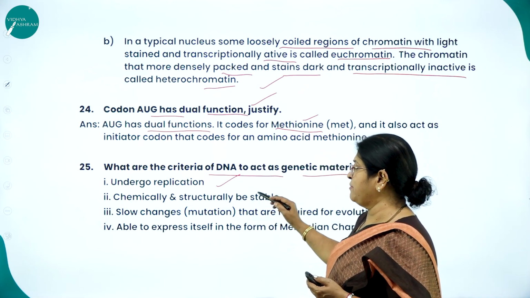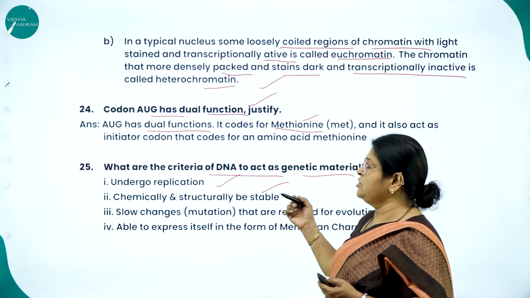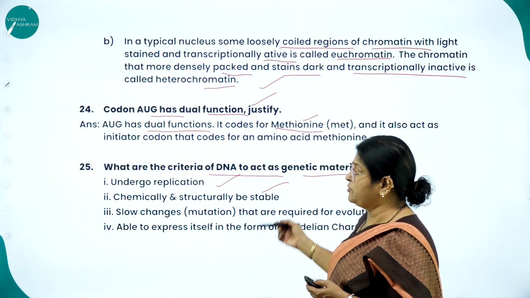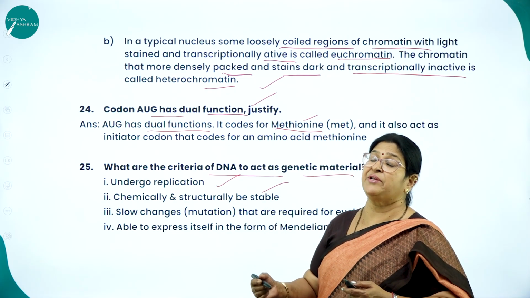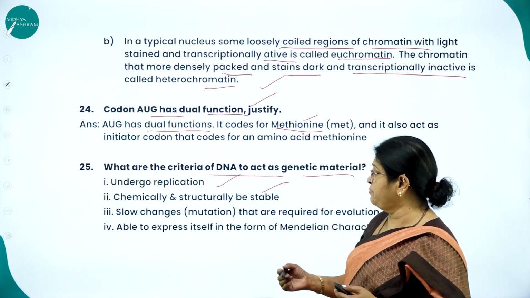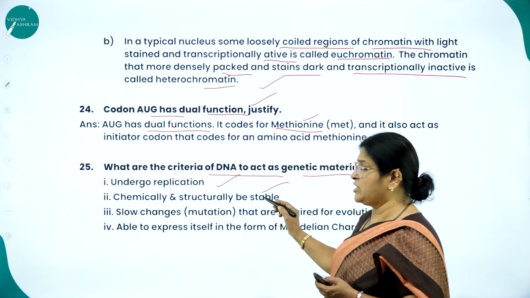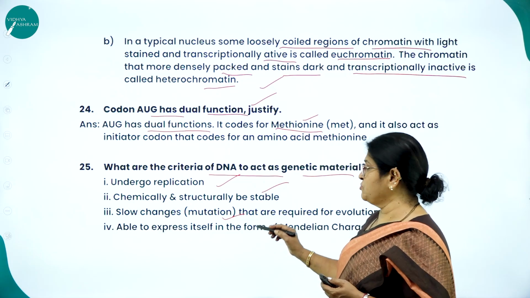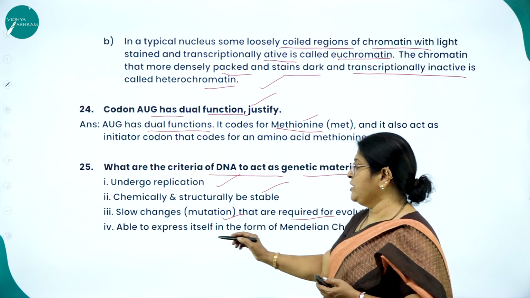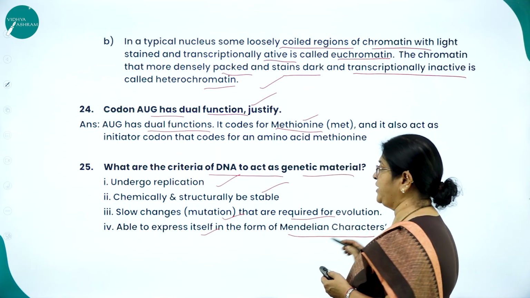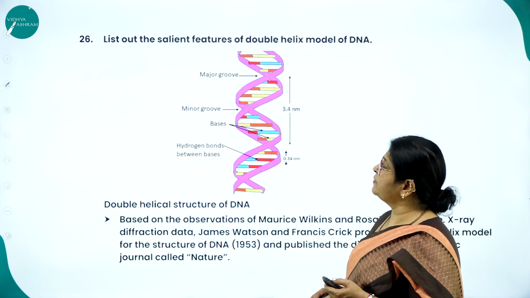What are the criteria of DNA to act as a genetic material? Undergo replication, chemically and structurally stable. I already explained this, and it has been repeatedly asked in the previous question papers. Chemically and structurally stable, slow changes, that is mutations that are required for evolution, and able to express itself in the form of Mendelian characters.